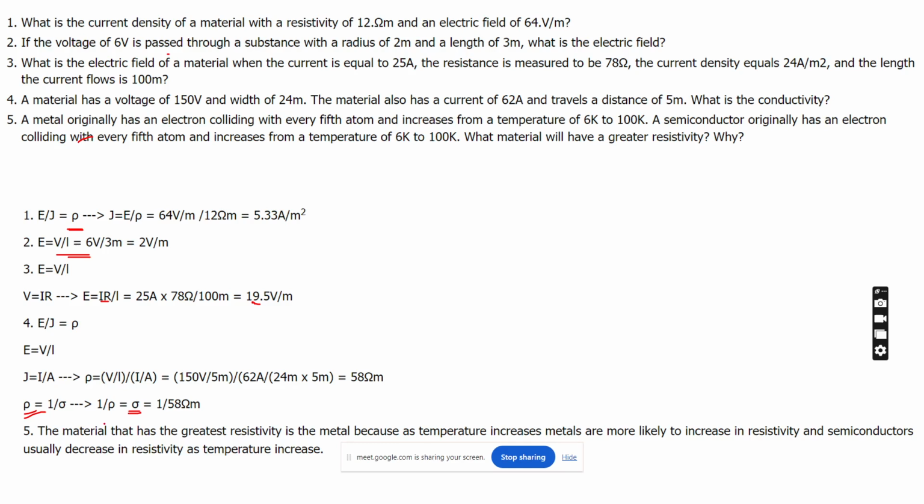And the last question: a metal originally has electrons colliding with every fifth atom, and this increases as the temperature rises from 6K to 100K. A semiconductor originally has electrons colliding with every fifth atom, and the temperature also increases from 6K to 100K. Which material has greater resistivity, and why? The metal has the greater resistivity, because as temperature increases, metals are more likely to increase in resistivity. In a semiconductor, what will happen? Usually resistivity decreases as temperature increases.